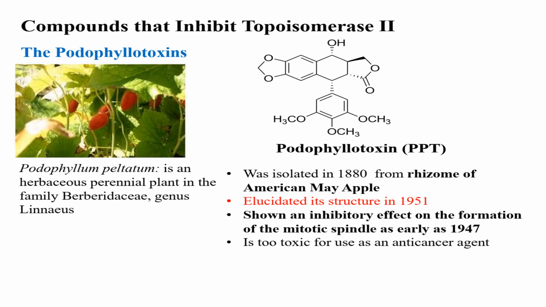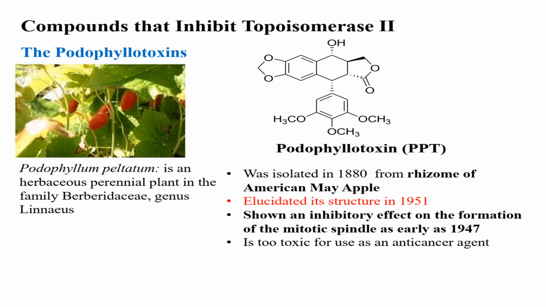So there are also compounds that inhibit topoisomerase II. A best example of this drug is podophyllotoxin. This podophyllotoxin can be obtained from Podophyllum peltatum. It is an herbaceous perennial plant in the family Berberidaceae. And this podophyllotoxin was isolated in 1880 from the rhizome of the American mayapple and its structure was elucidated in 1951, and it showed an inhibitory effect on the formation of the mitotic spindle as early as 1947.